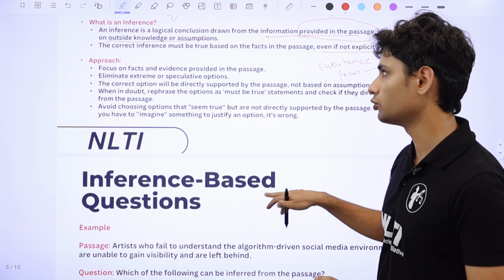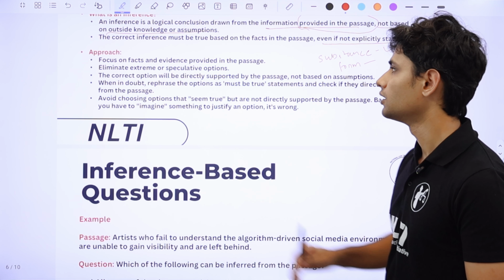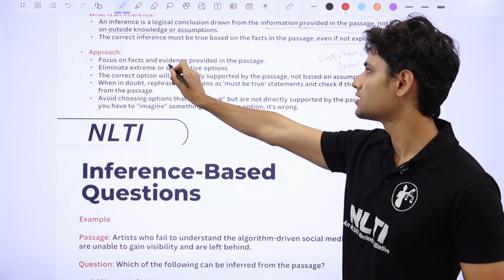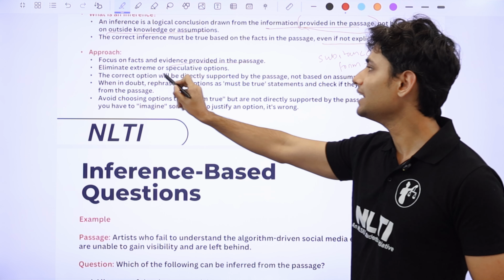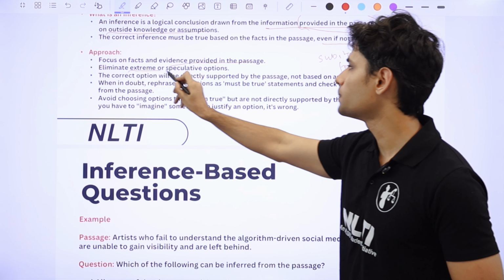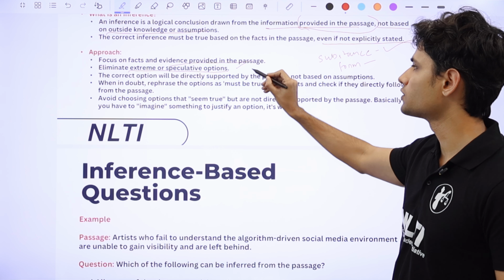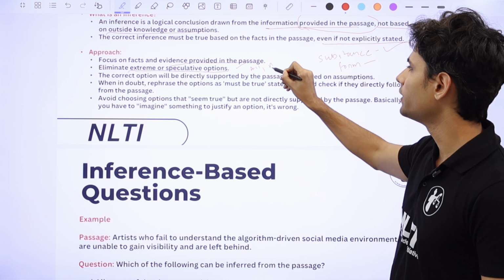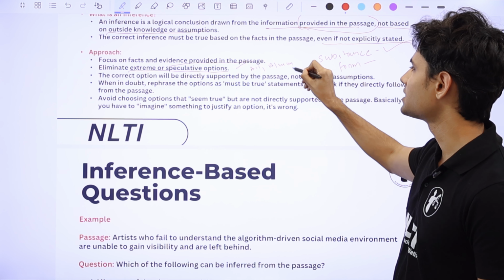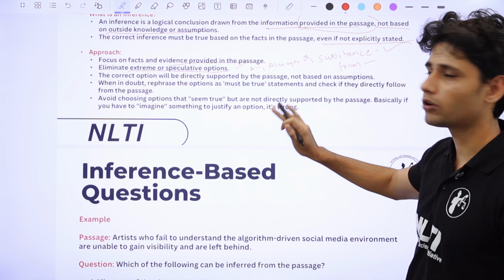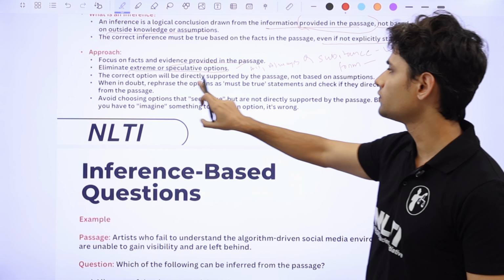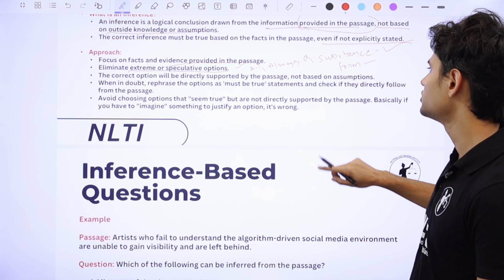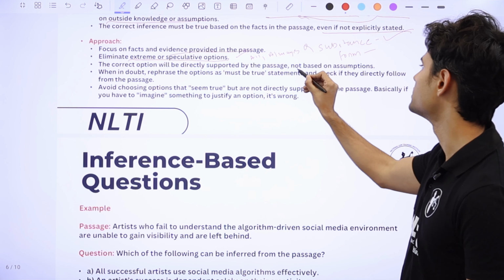What should our approach be when we are looking at these kinds of questions? Focus on whatever the facts and evidence provided in the passage. Eliminate any extreme or speculative options. Any option which uses words like all, always, these kinds of words, you can simply chuck them out. These are not important ones. The correct option will be directly supported by the passage, not based on assumptions.